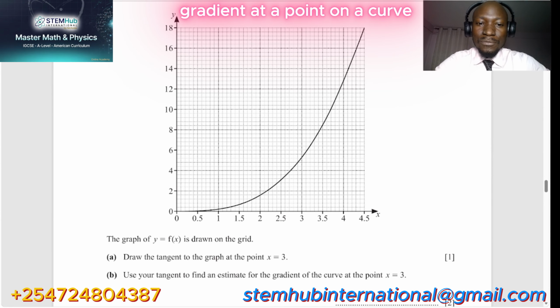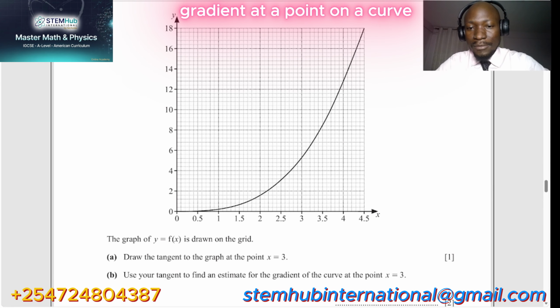Let's consider this question. The graph of y equals f(x) is drawn on the grid. Draw the tangent to the graph at the point x equals 3. A tangent is a line that touches a curve at only one point. So you go to where the 3 is and draw a straight line. You make sure you draw a line touching the curve at only one point.